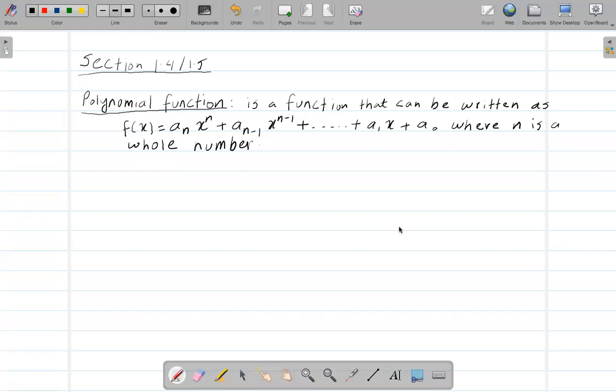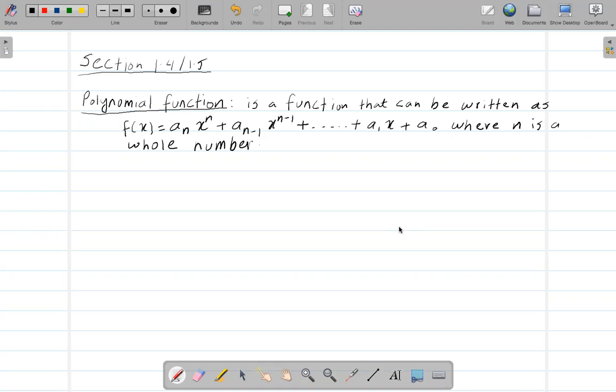Hello, everyone. Okay, now this is section 1.4 and 1.5. I'll combine two sections in one lecture. So first I'll start 1.4, which is about polynomial function and also rational function. So let's start first with the polynomial function.